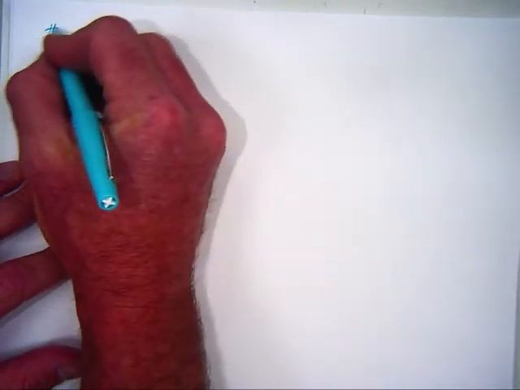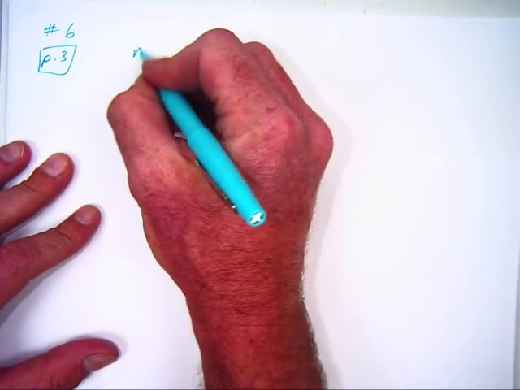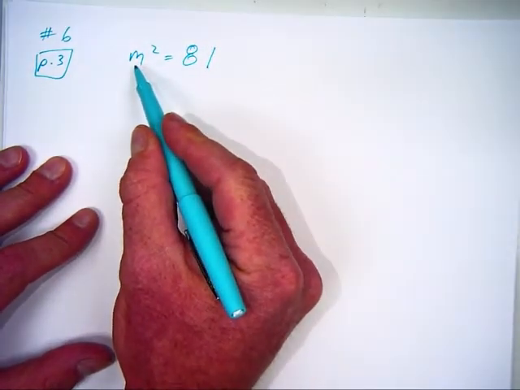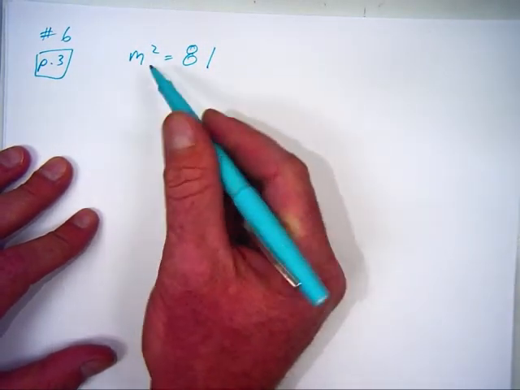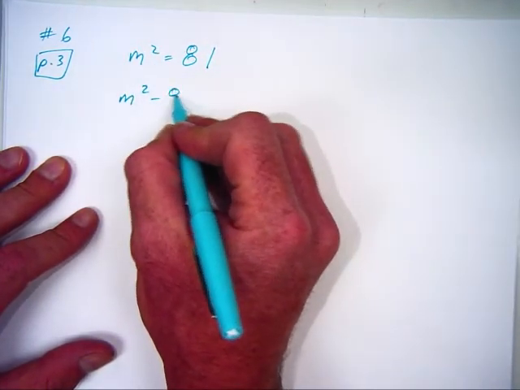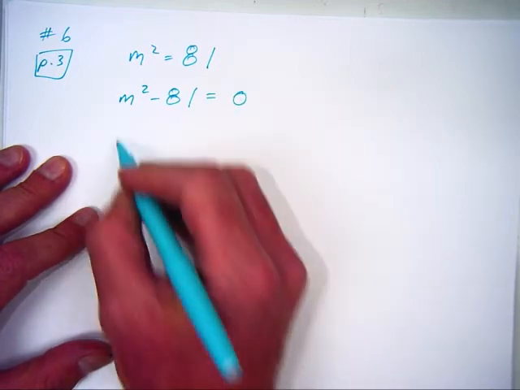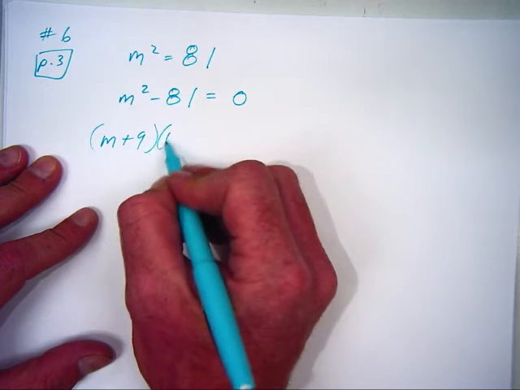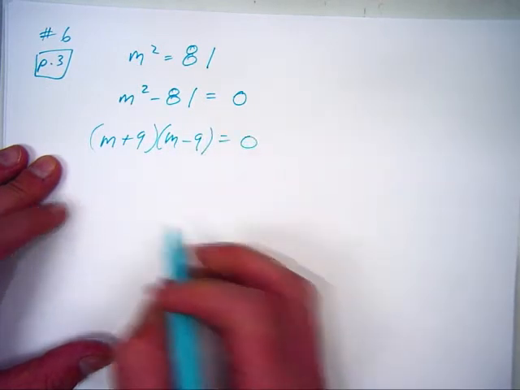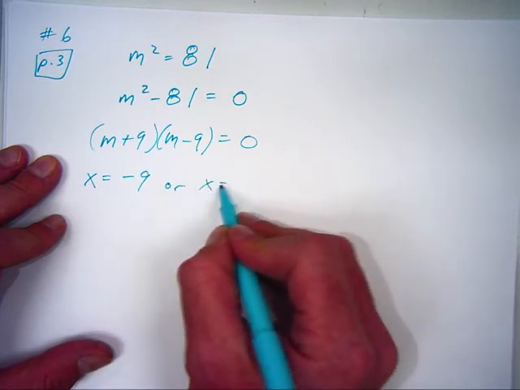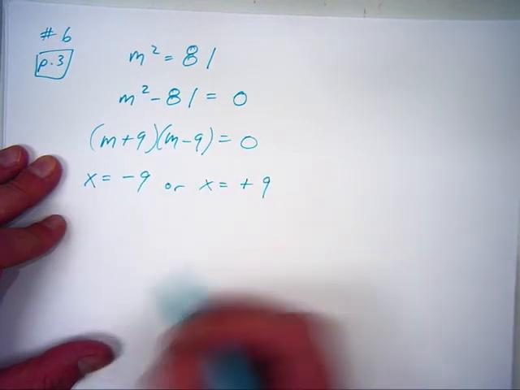Let's look at number 6, page 3. M squared equals 81. Don't think that you can just put a 9 in here and get it, because there's going to be a negative answer too, as you'll see. So let's subtract 81 on both sides. So we get m squared minus 81 equals 0. This is a difference of two perfect squares. So I get m plus 9, m minus 9 equals 0, which means x can equal negative 9 or x can equal positive 9, or just 9.